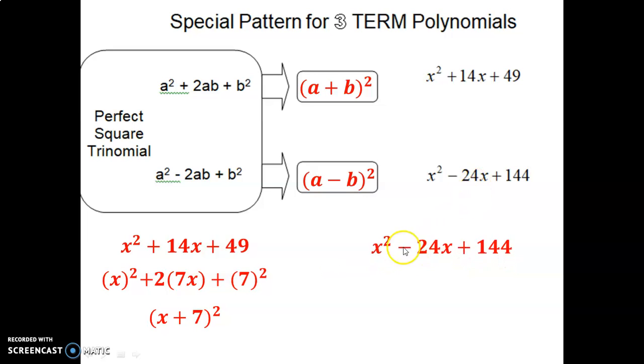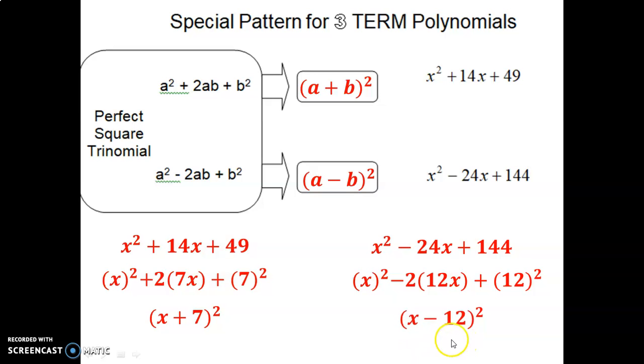Let's look at the negative example. We have a negative here. Let's see if it's a perfect square first of all. Is this something squared? Yes, it is x squared. Is this something squared? Yes, it is 12 squared. Then we check the middle term. Is the middle term 2 times these two? It is 2 times those two. So now we can rewrite this in this factored form, x minus 12 squared.